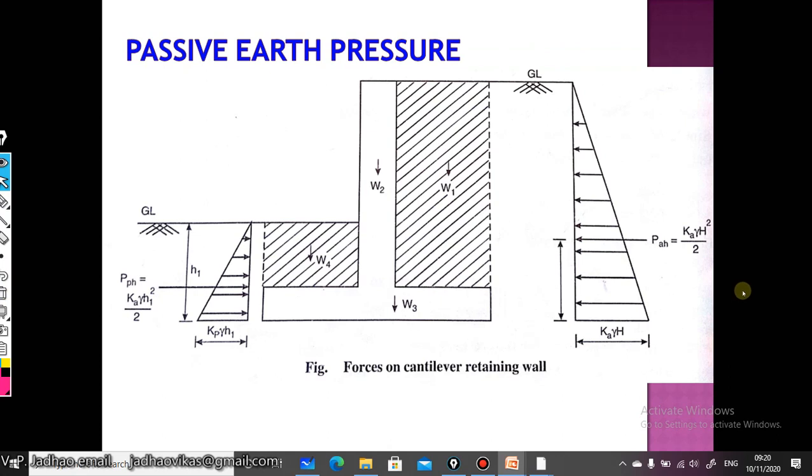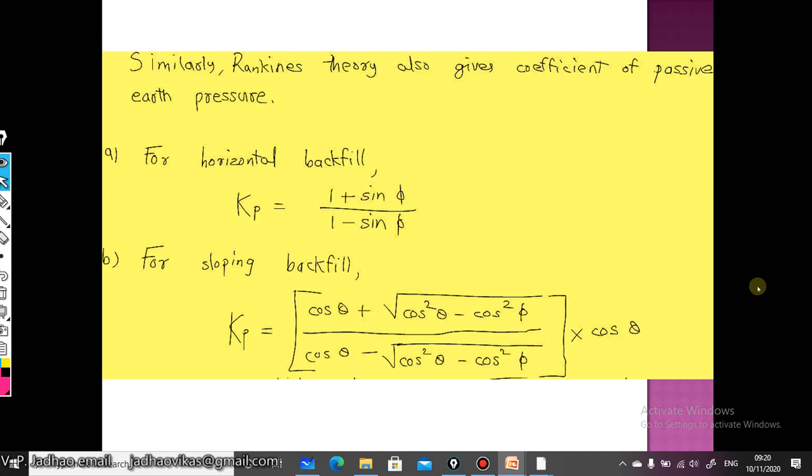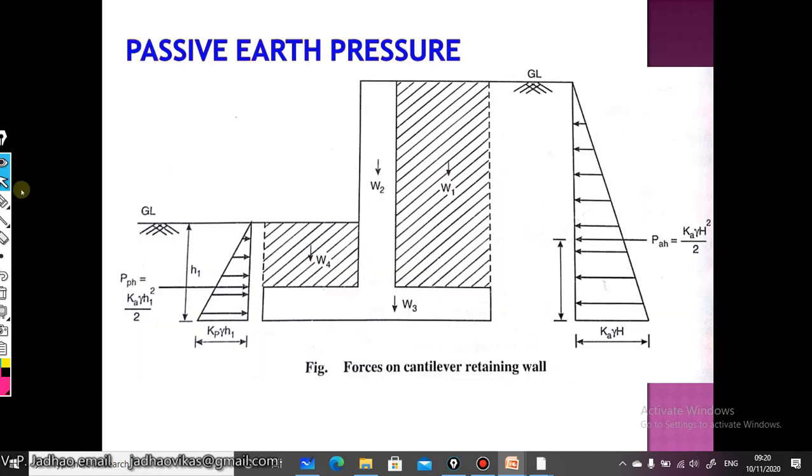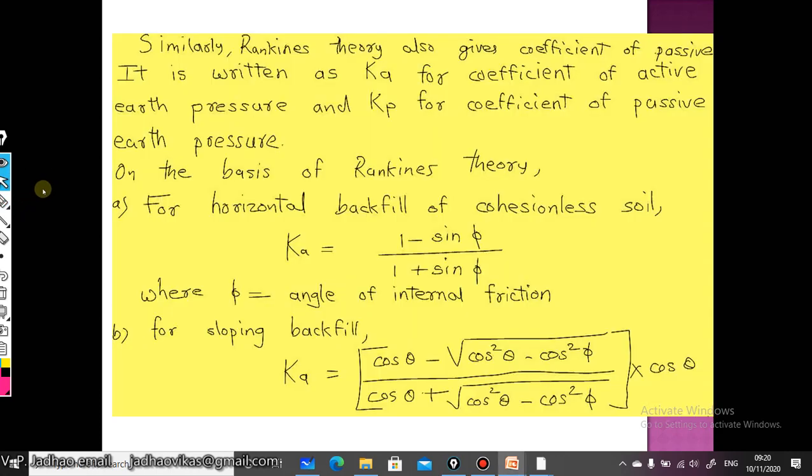Okay, the same phenomenon is explained here for passive earth pressure. I explained this earlier also. Now the previous formulas were for the active earth pressure: active earth pressure when there is horizontal backfill, and active earth pressure when there is sloping backfill.